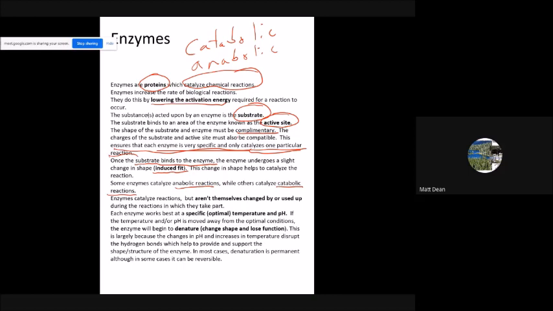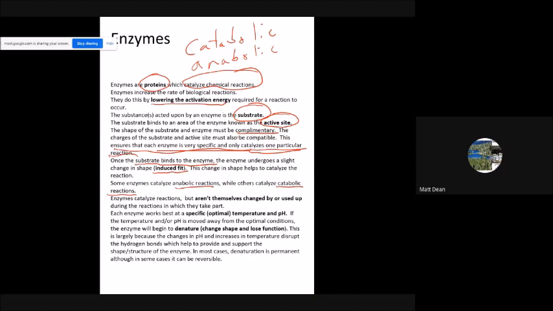Now, important thing, enzymes are catalysts. That means they help to get reactions started, but aren't actually participants in the reaction. That means they're not changed by the reactions they catalyze. They don't get used up or broken down. So an enzyme is recyclable. It will be reused over and over again to catalyze the same reaction. So enzymes don't get used up by reactions.